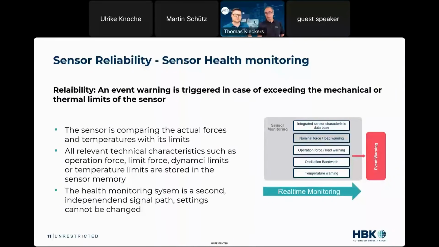And in case you exceed the limits, especially the dynamic limits, which is not a frequency but a peak of it, then we give you a warning. And the good thing about that is that we are internally running the system at 40 kilohertz for torque and force. So even the fastest peaks, or if you use a filter, are detected, and you will get your warning before the sensor fails. That means in an overload situation, you get a warning and you can take action before your production stops.